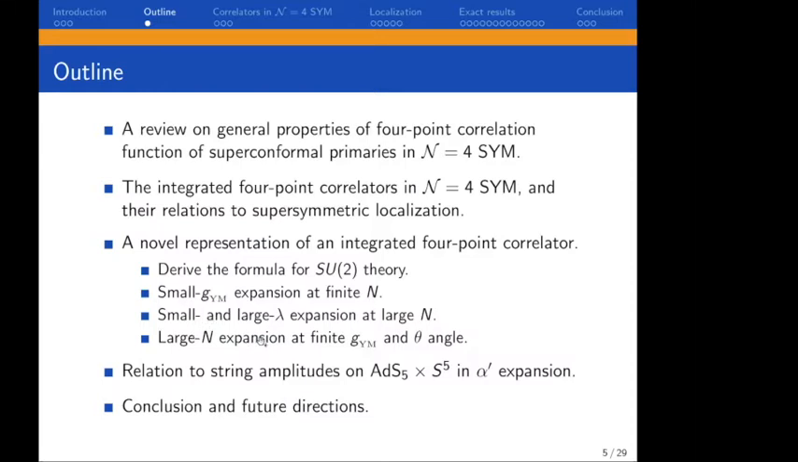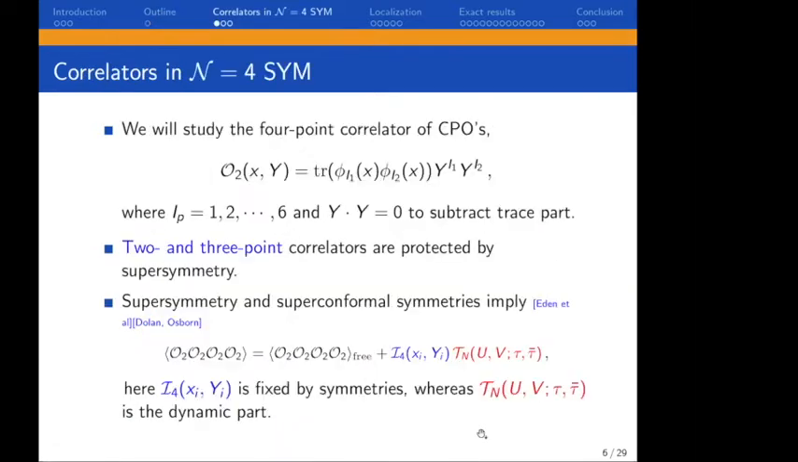And finally, we will study the large N expansion at finite coupling and finite theta angle. So this will make contact with the string amplitudes I mentioned earlier. Finally, I will conclude and make some remarks about future directions.